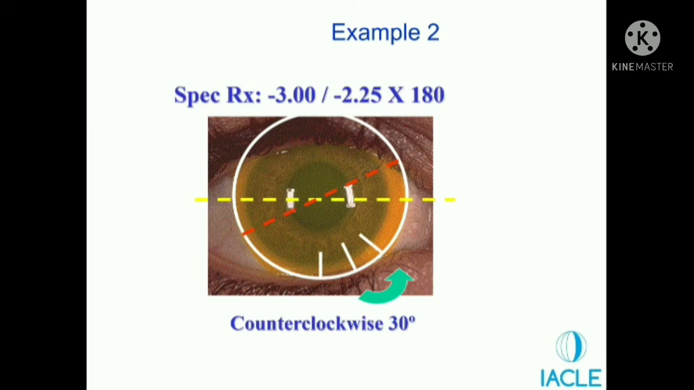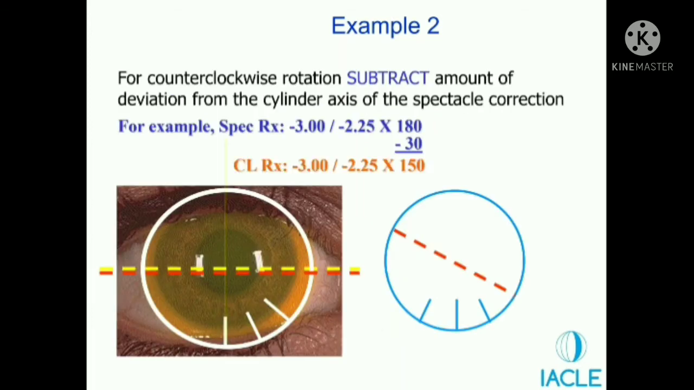Left add, right subtract. Okay, somebody is smart, a very sharp channel, already answered before I asked the question. Good. So we would subtract 30 degree from 180 degree and the answer is 150 degree. So you would order a lens which will be -3 with -2.25 axis 150 degree, and when we order that lens, the vision of the patient will be better.